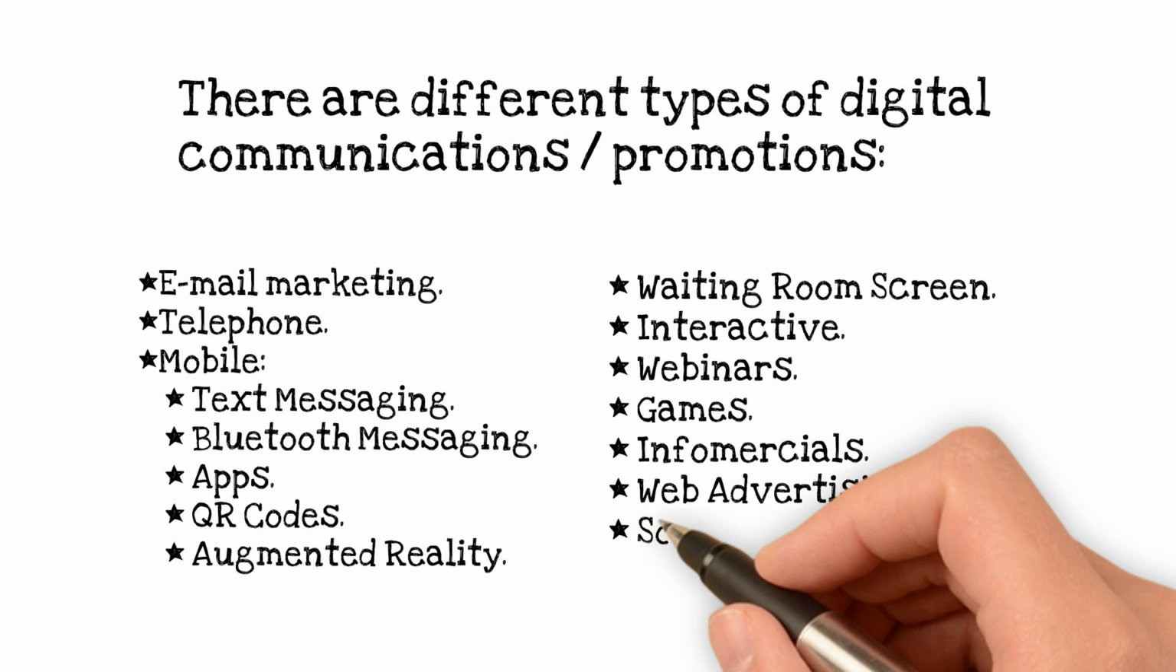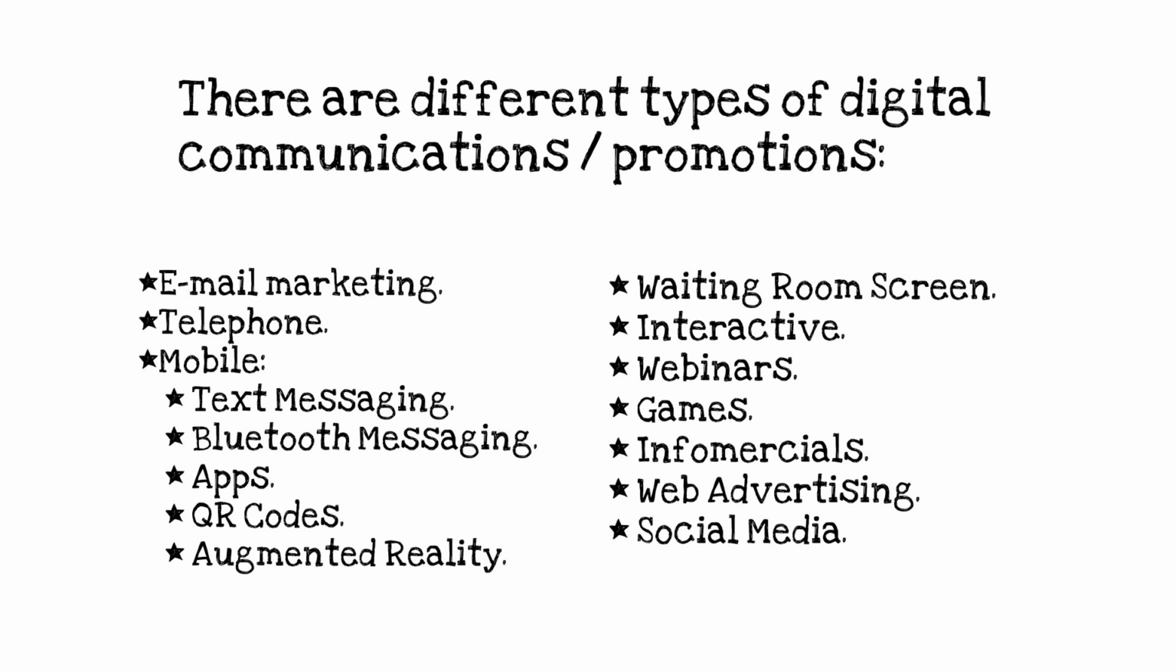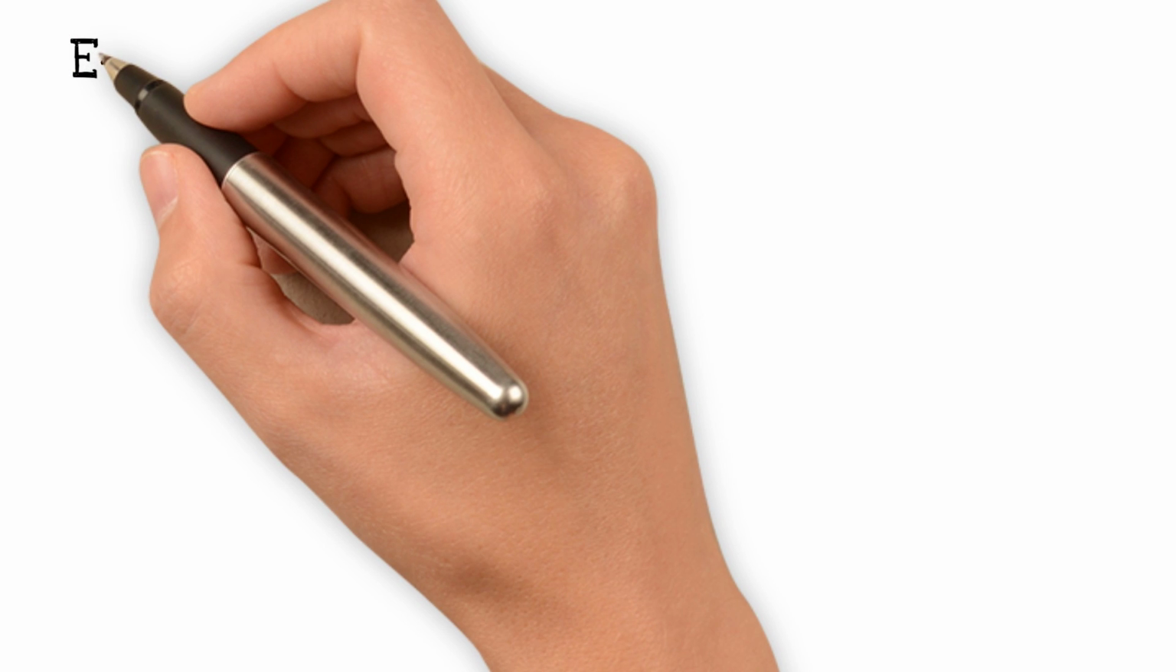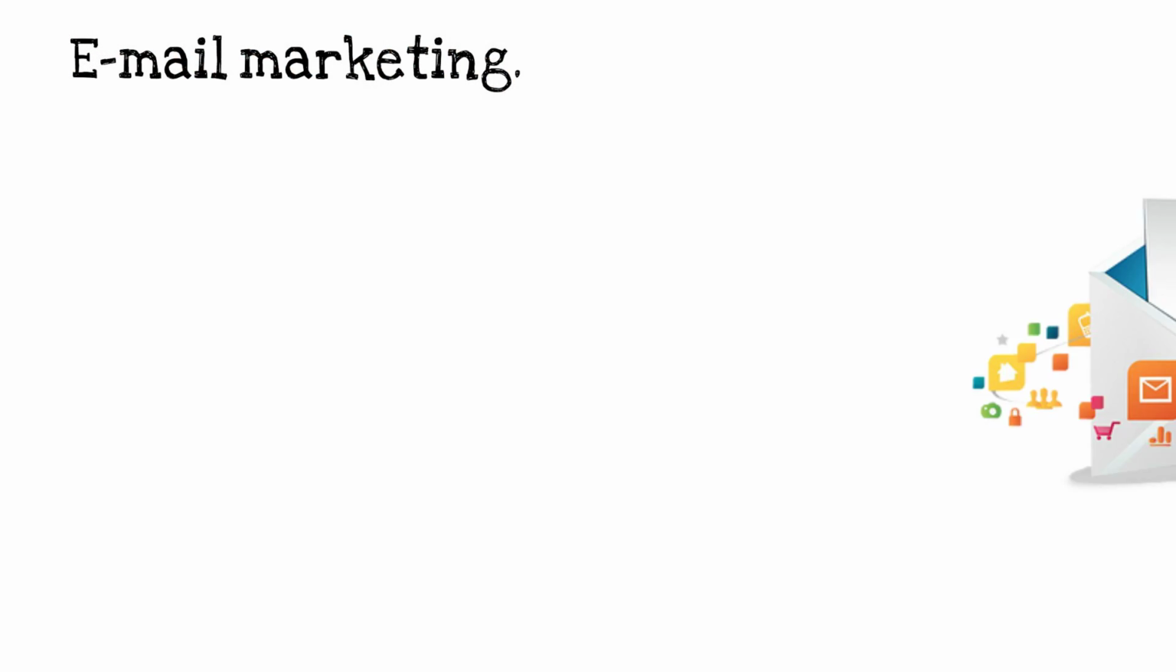Infomercials, which is really a cross between commercials and the provision of information through websites like YouTube, are also very good. Then there's also your websites, and finally social media. Let's go through these in detail now, looking at email marketing.